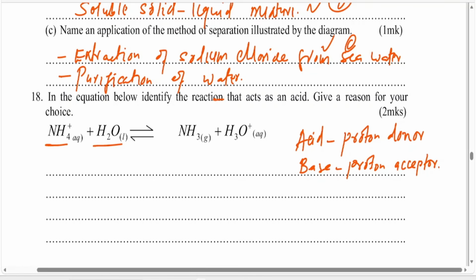So, looking at the ammonium ion and water here, you realize that we have lost a proton from the ammonium. A hydrogen atom, which is a proton, has been lost to water. So the acid has donated a proton to the water molecule. And in this case, we can easily say the ammonium ion is the acid, and we give a reason: because it donates a proton to water.